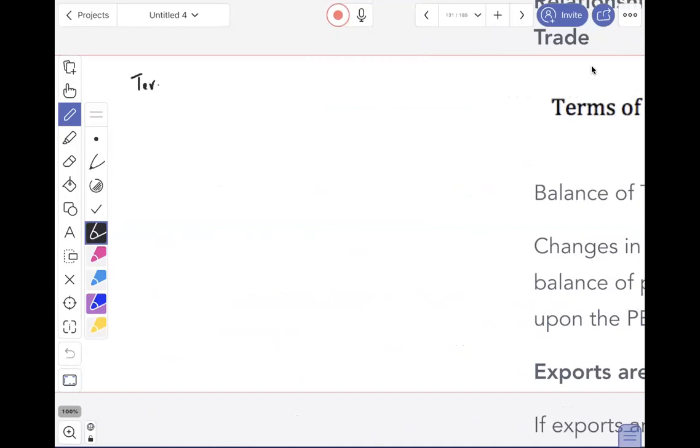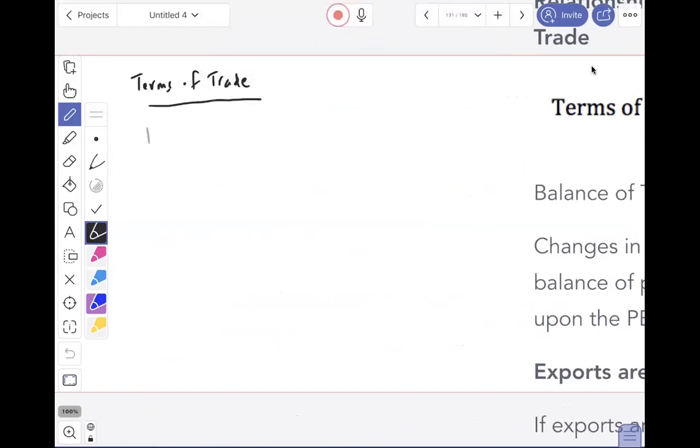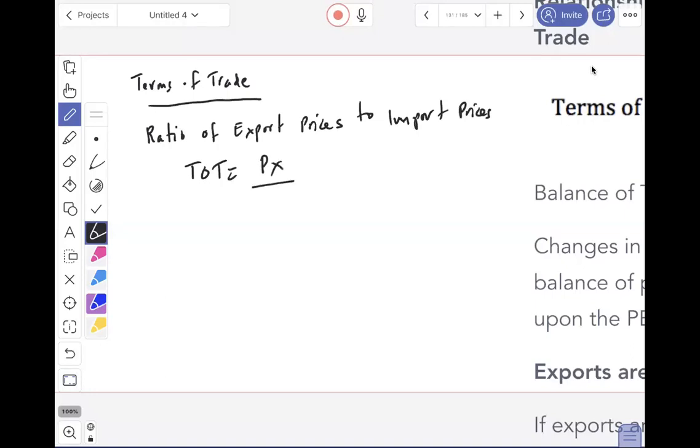We define terms of trade as simply your ratio of export prices to import prices. Remember, we say terms of trade is simply index of export prices over index of import prices times 100. So we came up with this kind of a formula: TOT is PX over PM times 100. We can say terms of trade is simply a ratio of prices.